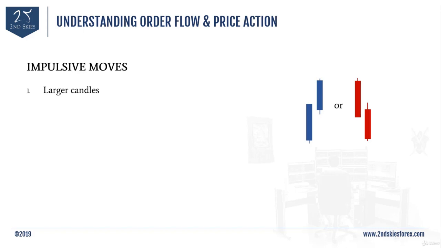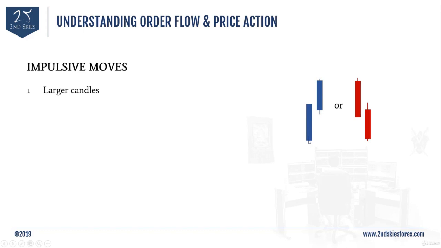The first of these characteristics is that impulsive moves tend to have larger candles. Now, from your study of candlesticks and how they represent the buying and selling for that particular candle, if you think about it, if there is a very large candle, either bullish or bearish, then that means there was a lot of order flow either on the buy or the sell side to create that particular candle for that particular time. So let's just say these are daily candles for that particular day. This was a large amount of buying.